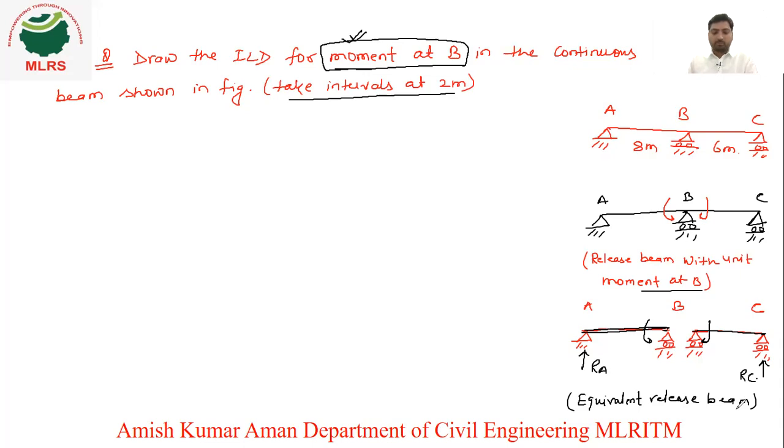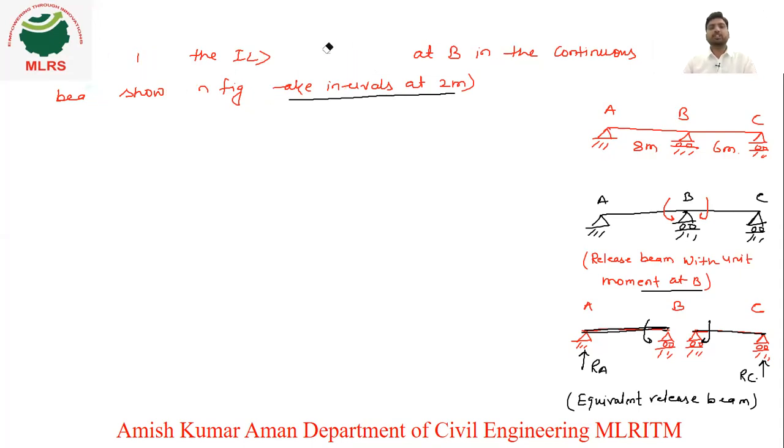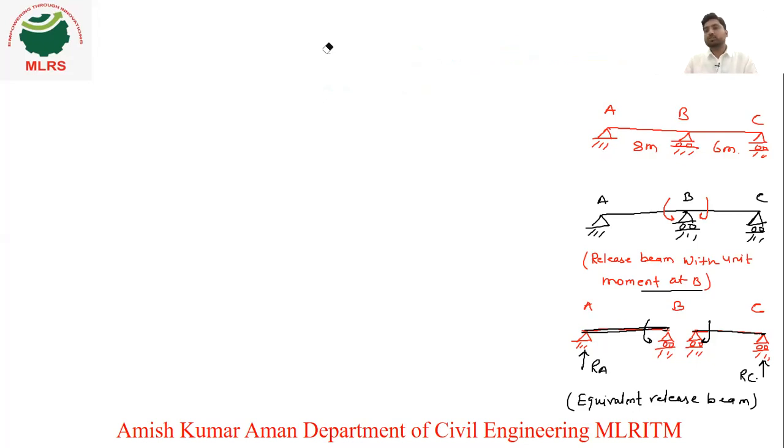Now we will draw the bending moment diagram and then the conjugate beam, right? If you don't want to draw the bending moment diagram directly, you can go to the conjugate beam, and by using that conjugate beam only, we will draw the ILD. So before drawing this conjugate beam, what do we need to find? We need to find the RA and RC values. So how will you calculate these RA and RC values?